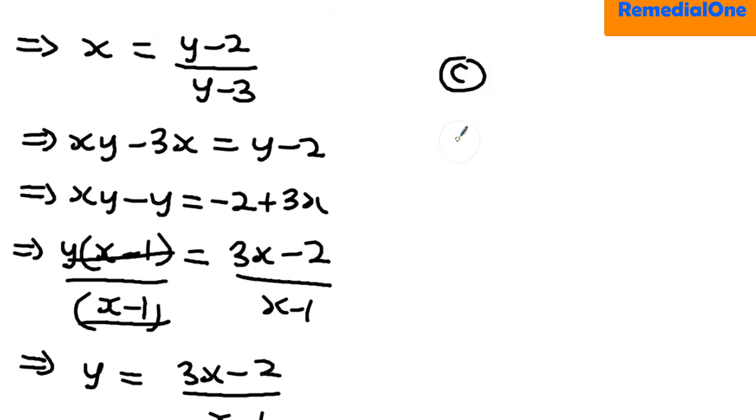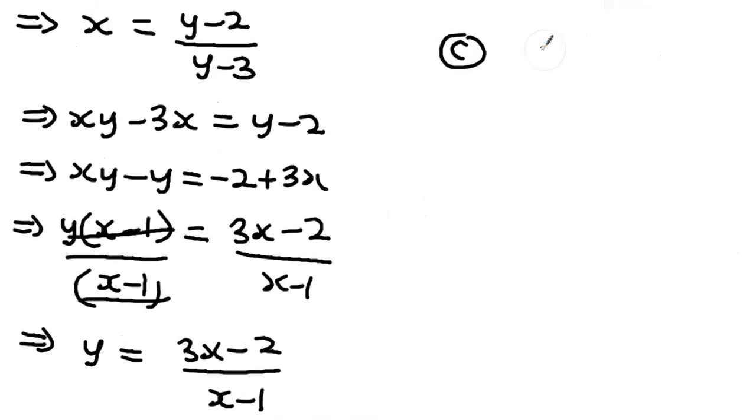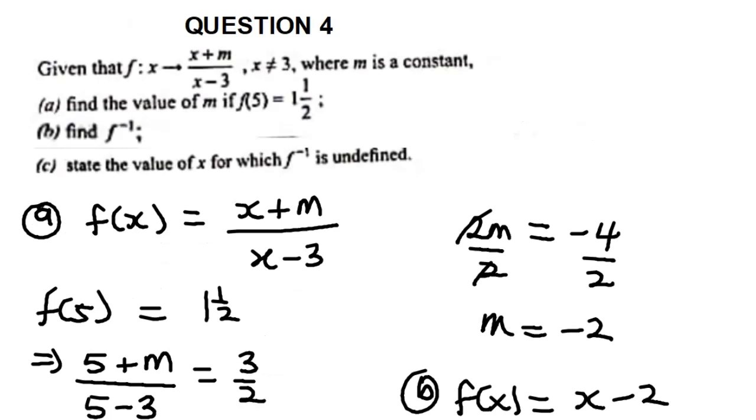We have to find the value of x in which the function f is undefined. Now we come to the denominator. We equate the denominator to 0 and find x. So x is equal to 1. This one too, let's see how the scoring is done.